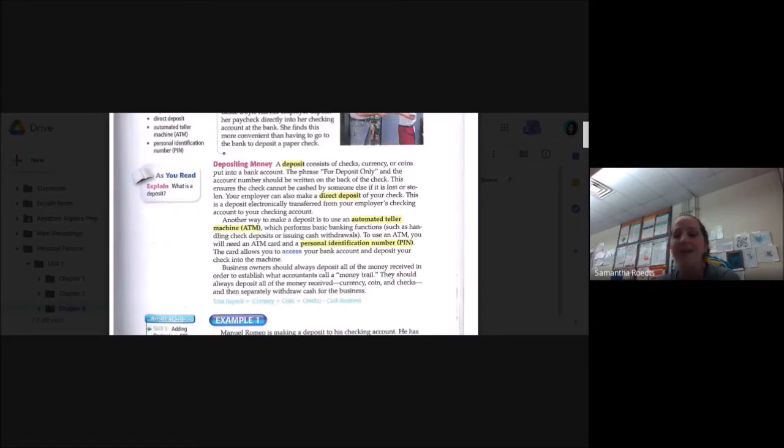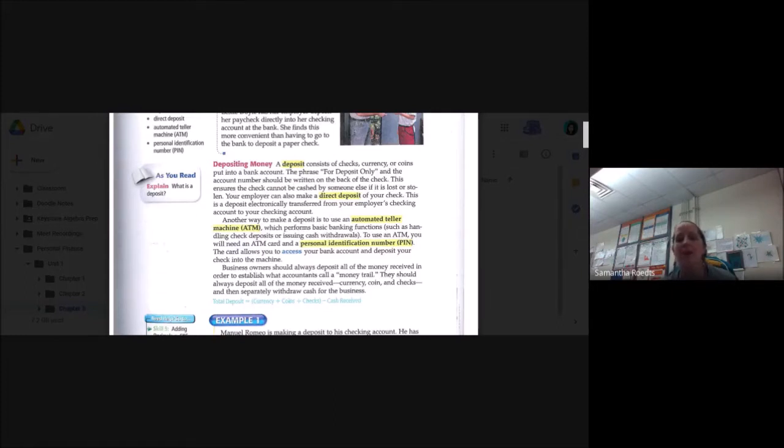Another way to make a deposit is to use an automated teller machine, or an ATM. You can also pull money out of an ATM, which performs basic banking functions such as handling check deposits or issuing cash withdrawals. To use an ATM, you will need an ATM card and a personal identification number, or PIN number. The card allows you to access your bank account and deposit your checks into the machine.